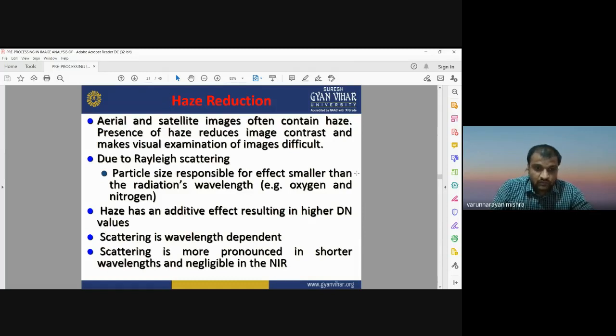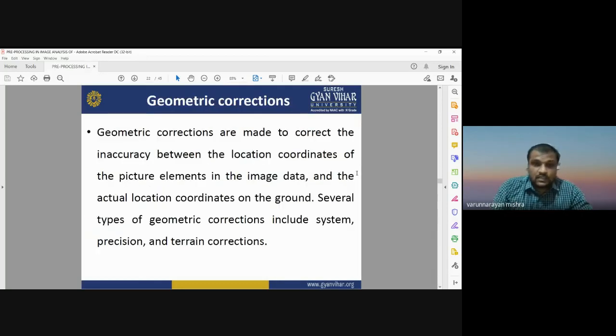So shorter wavelengths have the most probability of having the haze problem, because shorter wavelengths are scattered more in comparison to longer wavelengths. So when we use shorter wavelengths for acquiring the images, there may be the problem of haze due to the scattering, that is Rayleigh scattering. Okay. Now after that, the second kind of correction that can be performed on the satellite images is geometric correction.